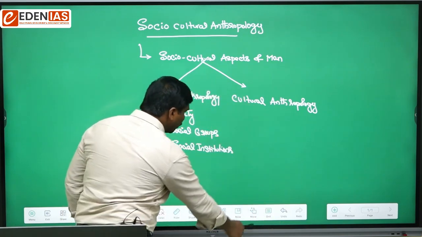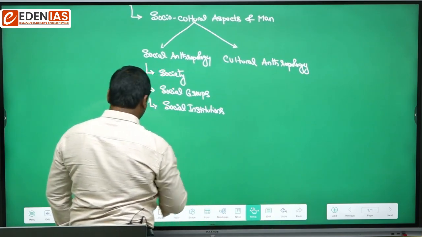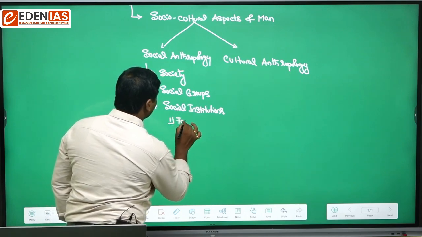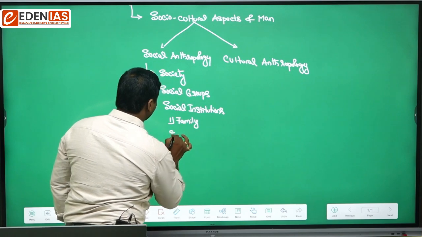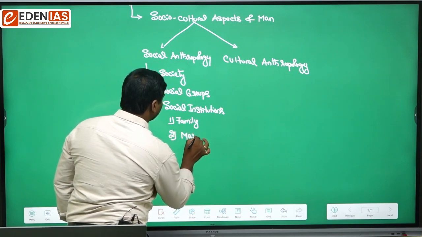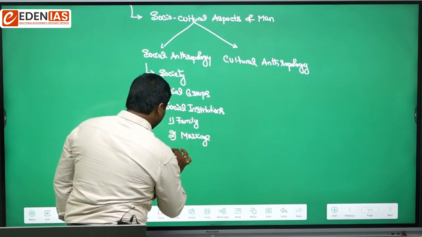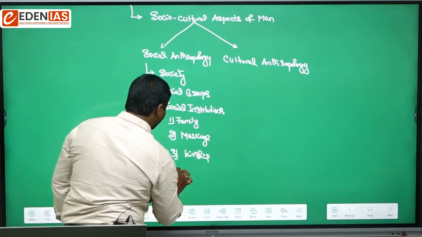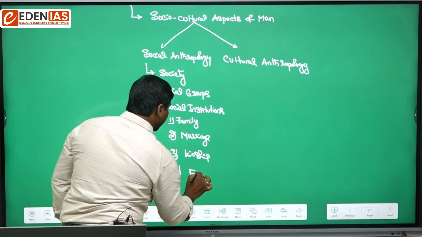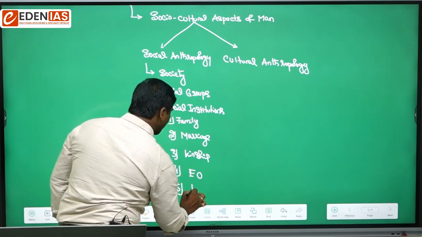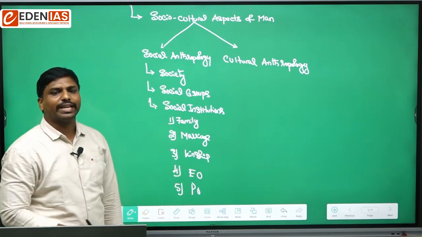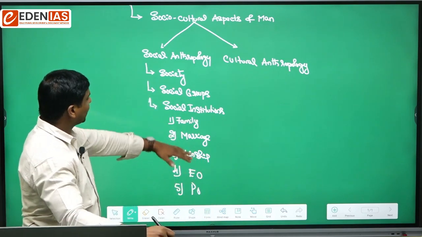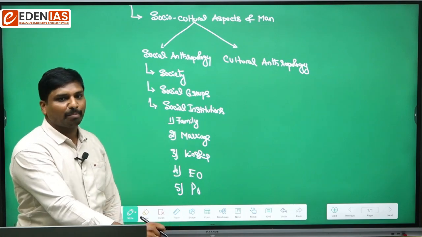What are those social institutions? They are family, marriage, kinship, that means relationships between people, economic organizations and political organizations. These are the various social aspects that we have to study. That means man as a member of society is involved in these kinds of things.